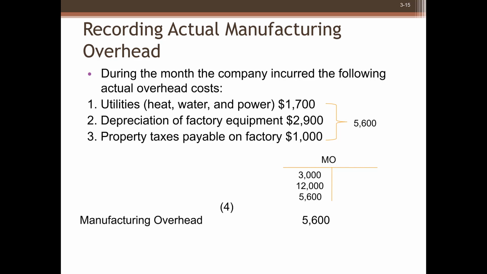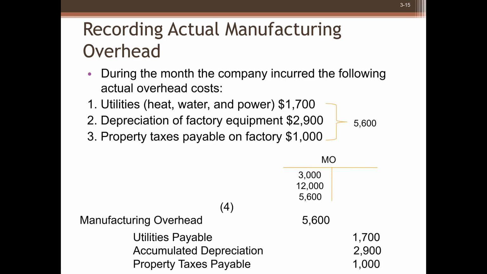So the journal entry here, we debit manufacturing overhead, 5,600. We credit utilities payable, 1,700. Accumulated depreciation, 2,900. And property taxes payable, 1,000.